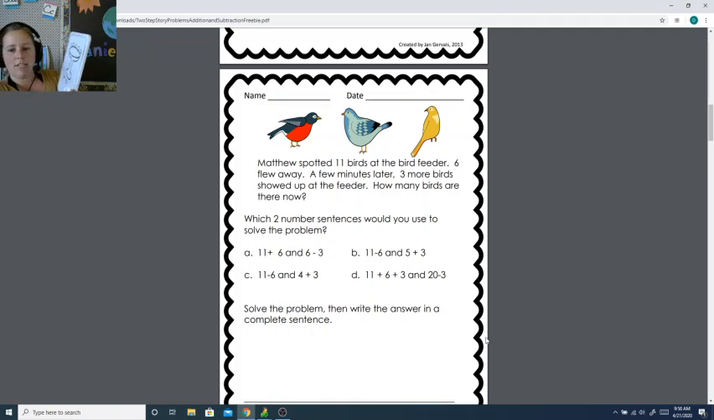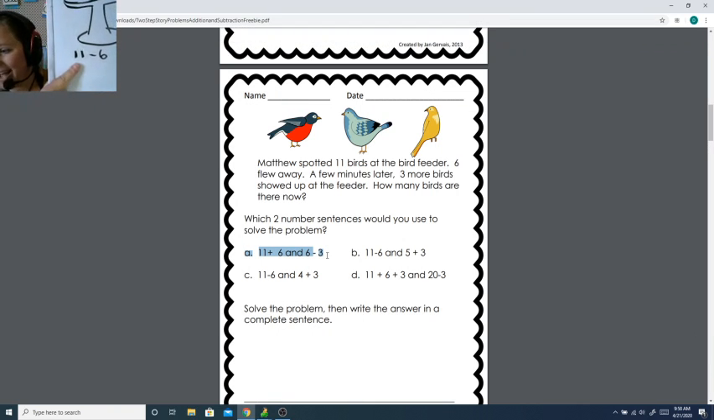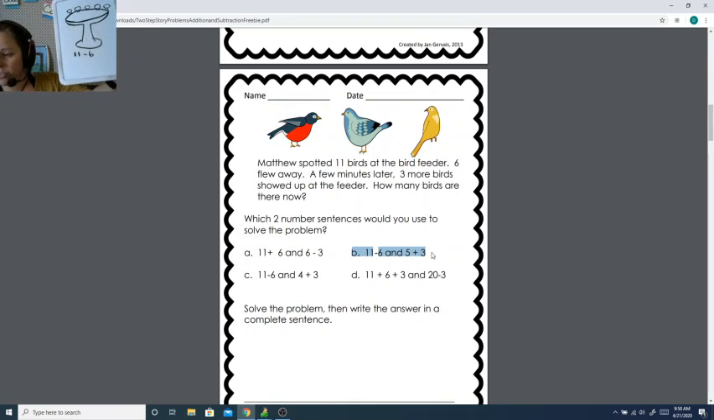So let's look through this down here. Okay, A says 11 plus 6 and 6 minus 3. Now, we can see right here, I am not adding. I am subtracting, so I need to look for 11 minus 6. So we know for sure it's not A. B, it says 11 minus 6 and 5 plus 3. That could be it, right? Let's look through the rest, though.